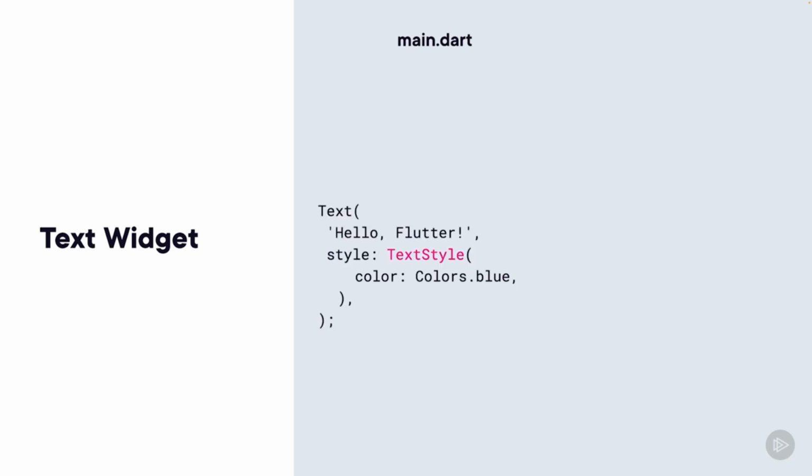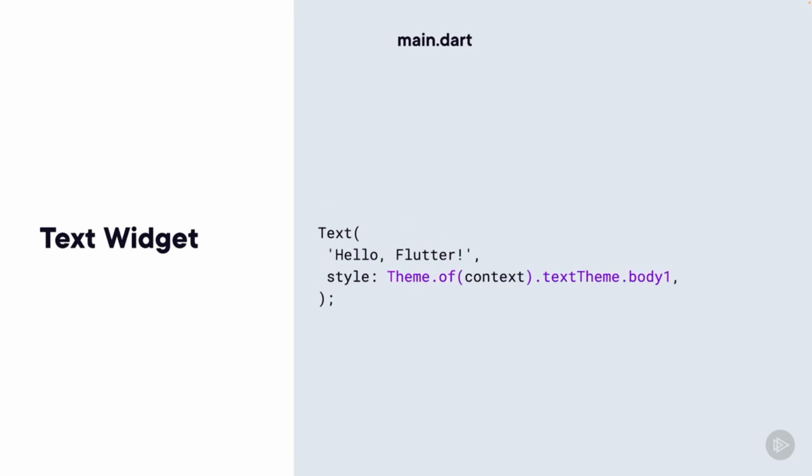Now, let's take a step further by customizing the text appearance. In this example, we're using the text style property to change the color of the text to blue. This allows you to easily adjust the visual presentation of your text widgets. While using a style is great, you may want to apply one style to several widgets and make your UI consistent. Here we are applying a theme-based style to our text widget.